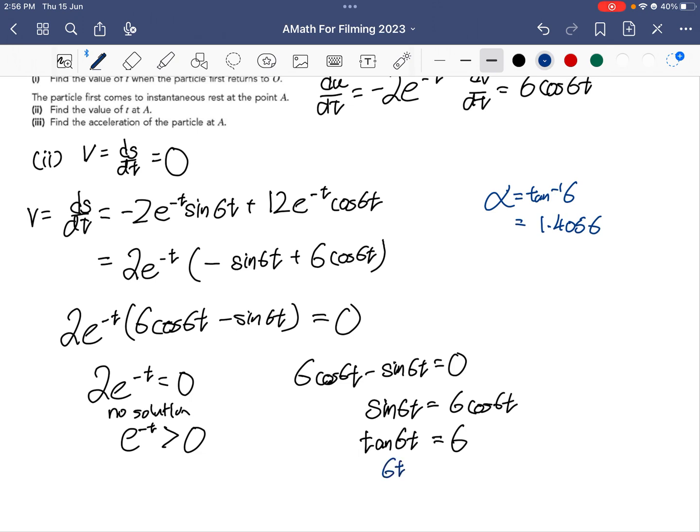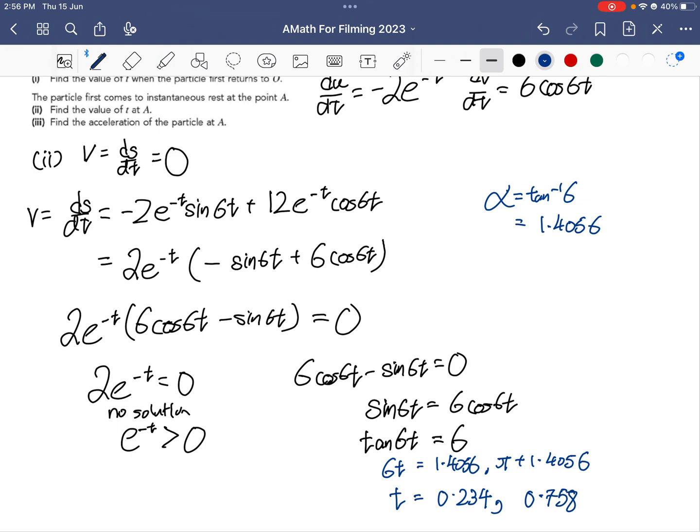Since tangent is positive, it occurs in the first quadrant and the third quadrant. So I can say here 6t is equal to 1.4056. That's the first quadrant. In the third quadrant it is pi plus 1.4056. Therefore, if I divide both sides by 6, the t values are 0.234 and 0.758.